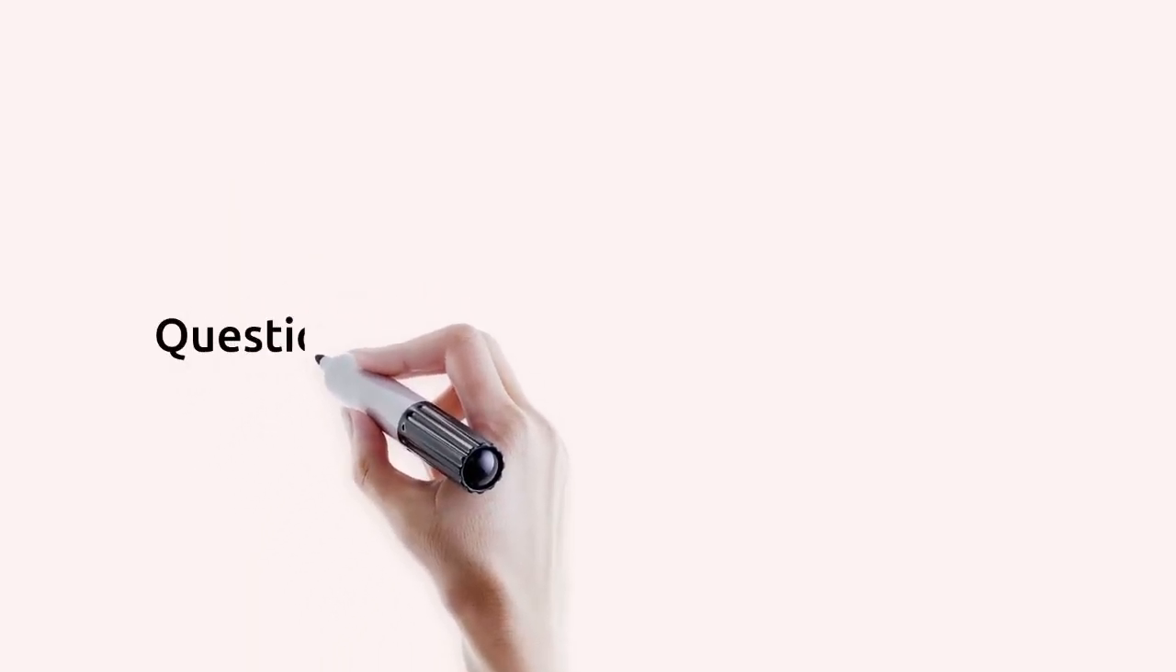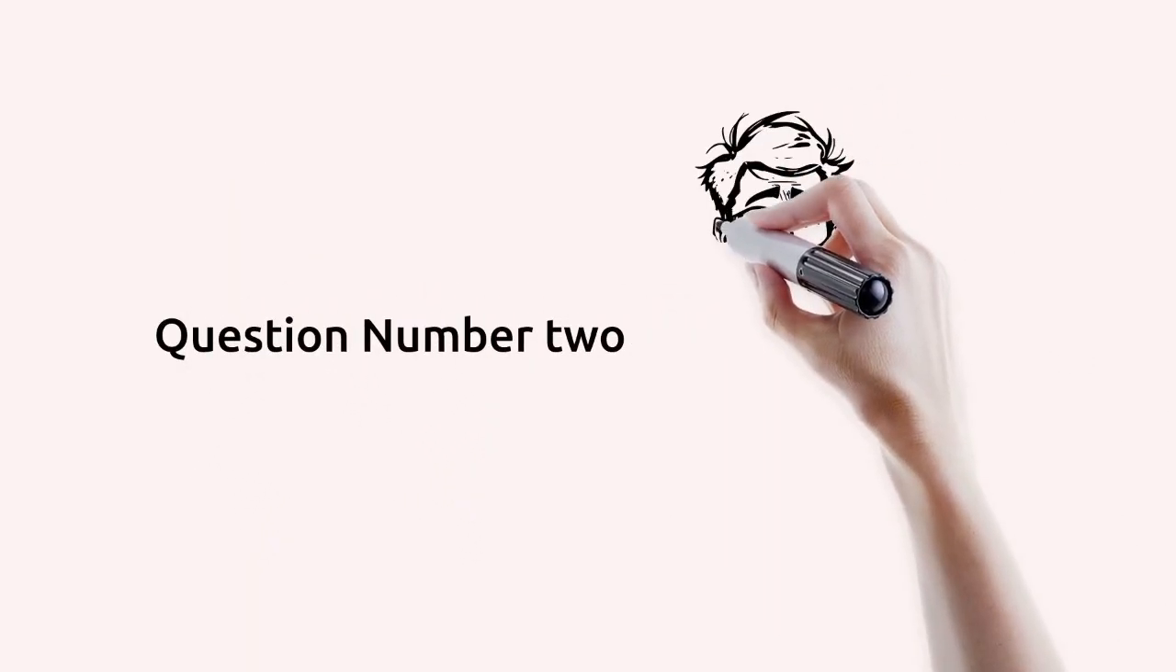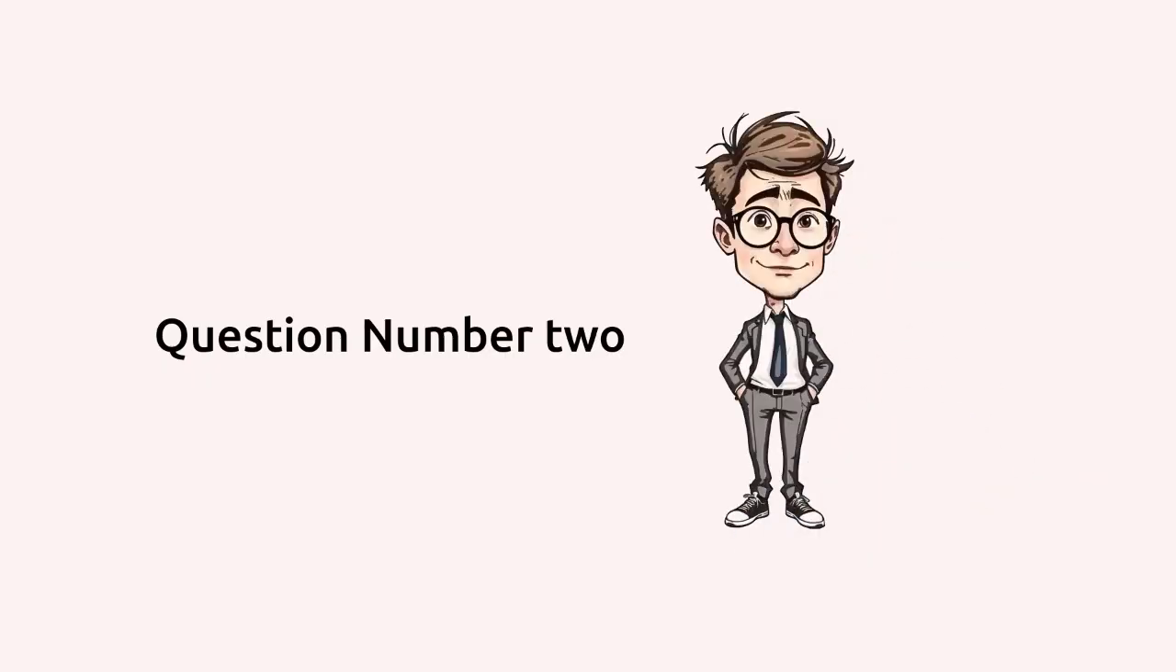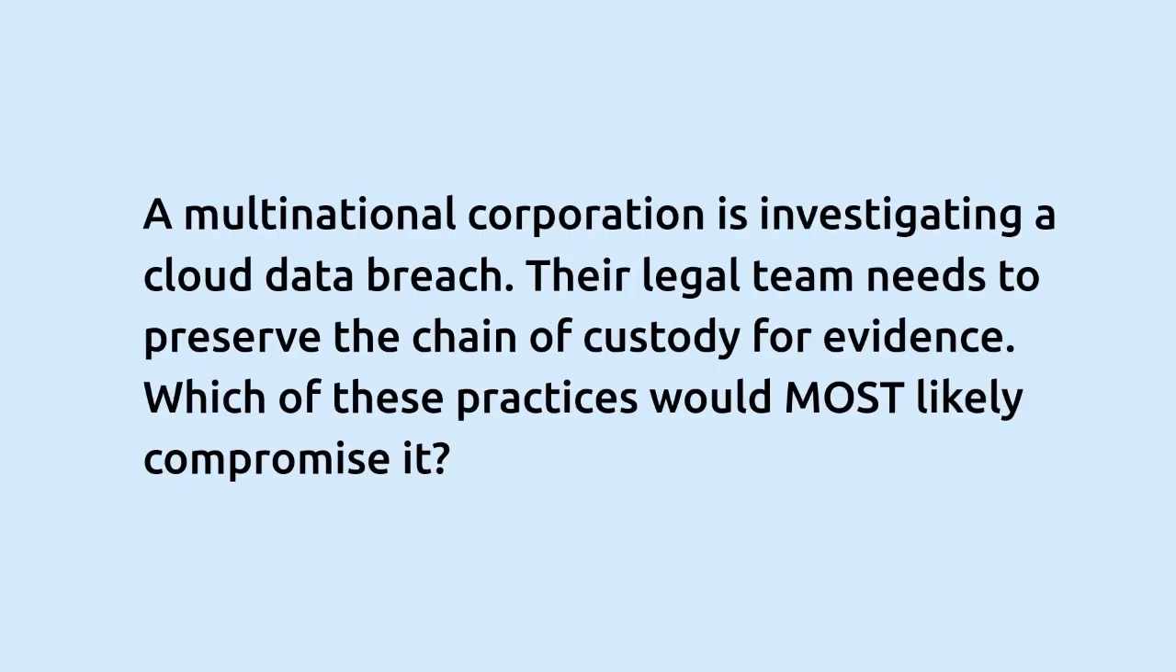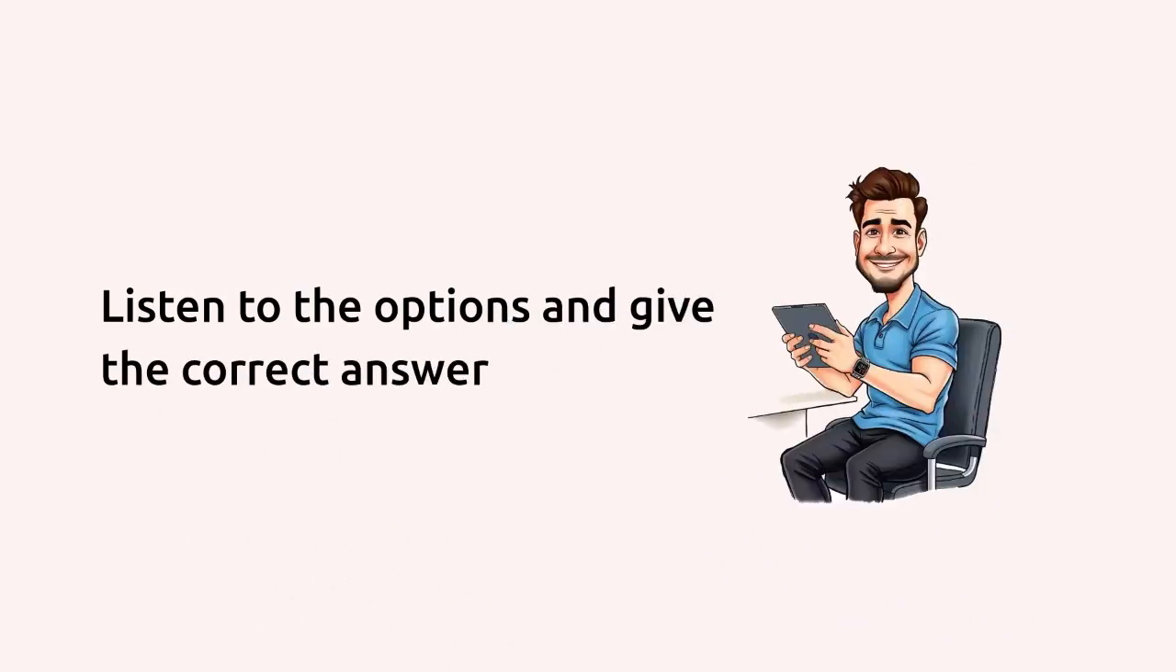Question number 2. A multinational corporation is investigating a cloud data breach. Their legal team needs to preserve the chain of custody for evidence. Which of these practices would most likely compromise it? Listen to the options and give the correct answer.